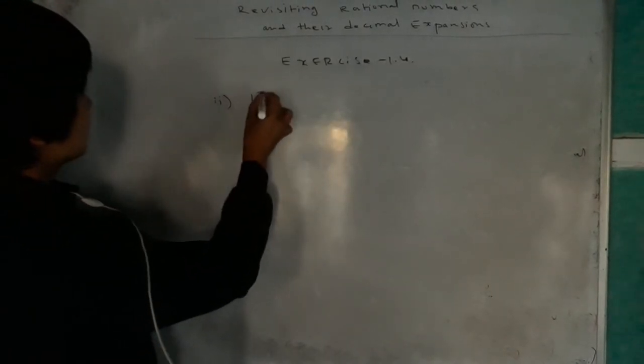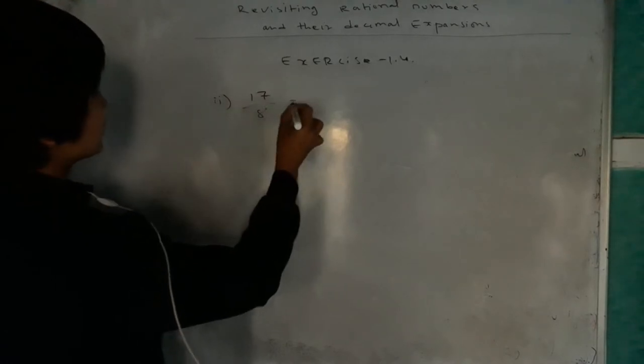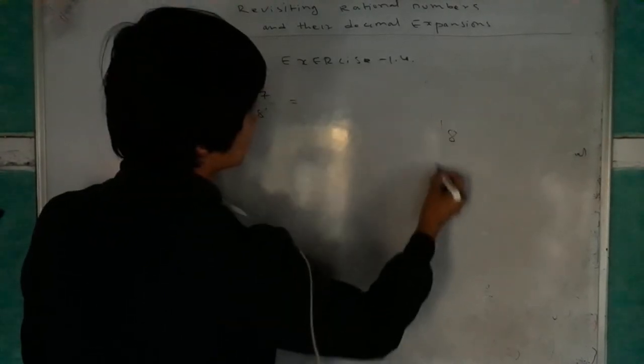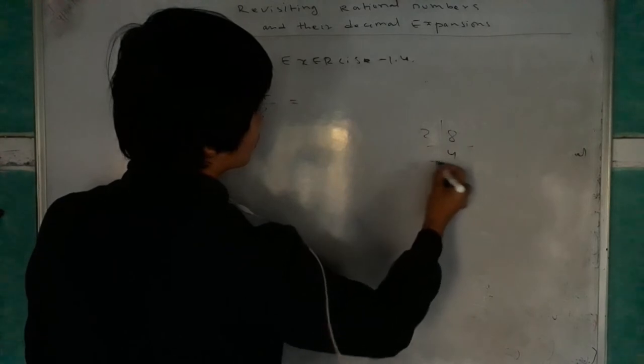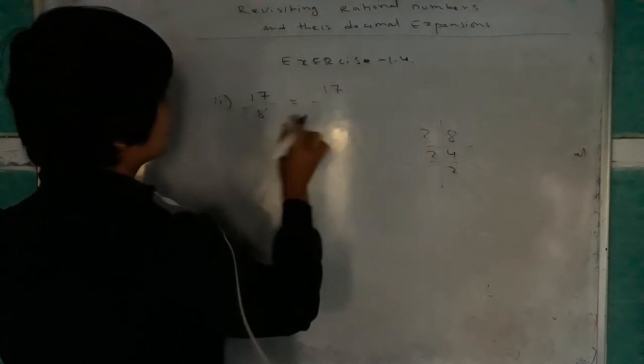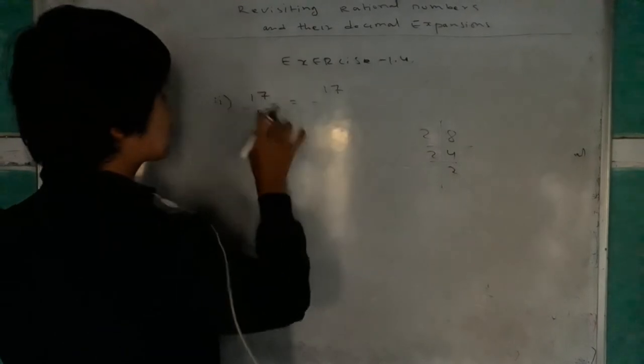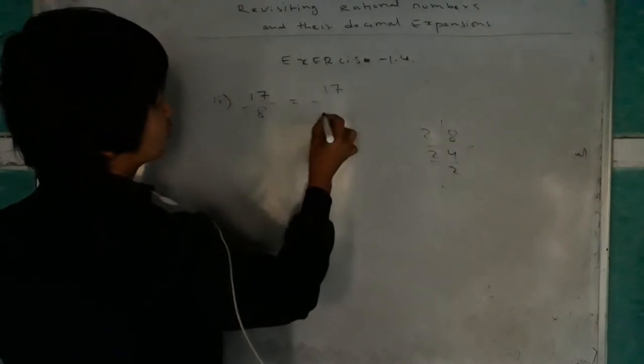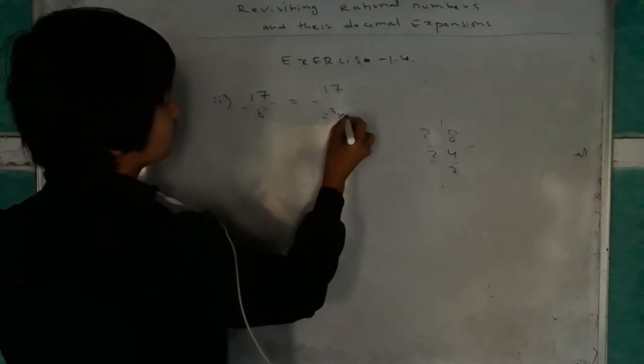What about two? Okay, quickly number two question. 17/8. We'll quickly revise. So what the denominator q can be expressed as: it can be expressed as 2 to the power 3 into 5 to the power 0.